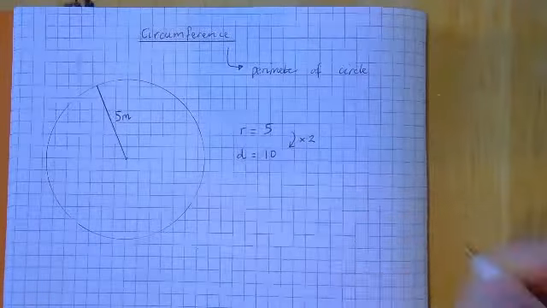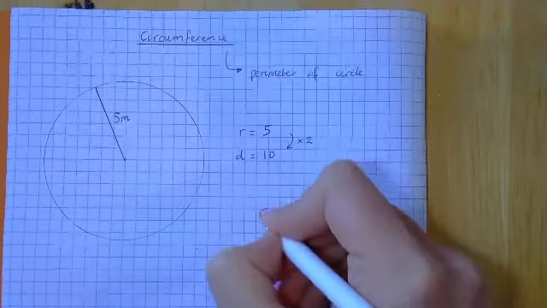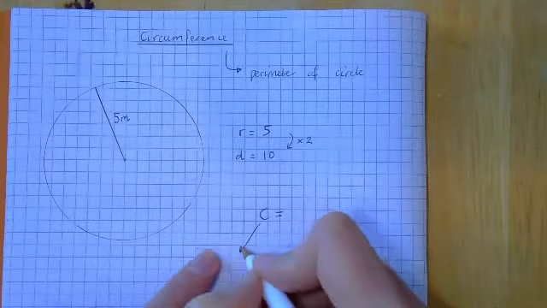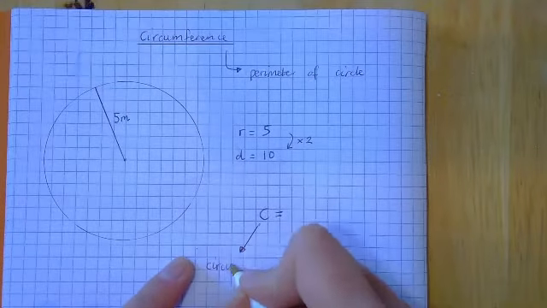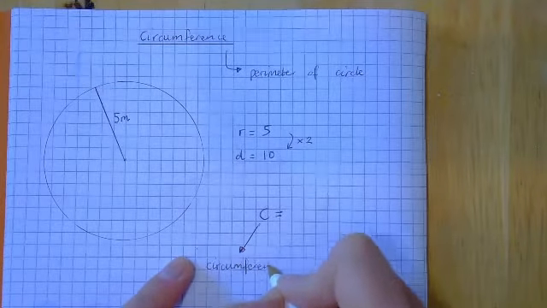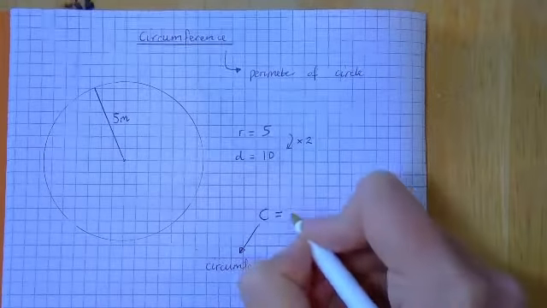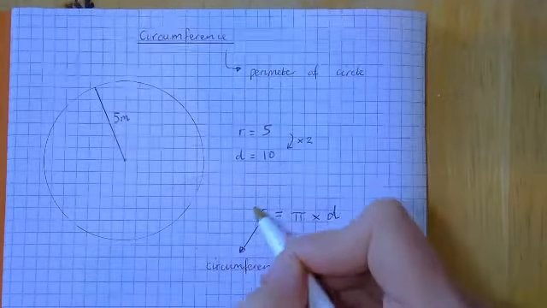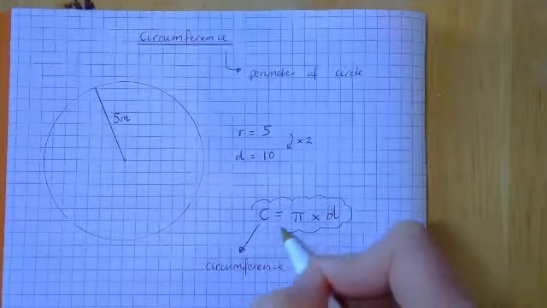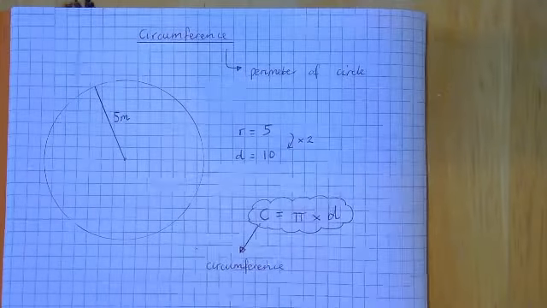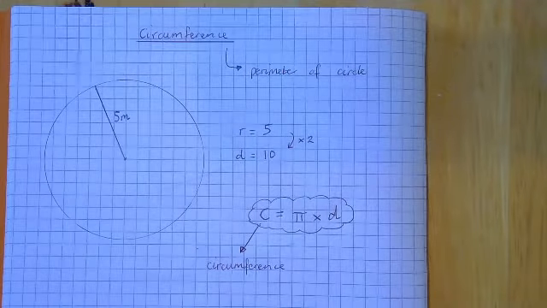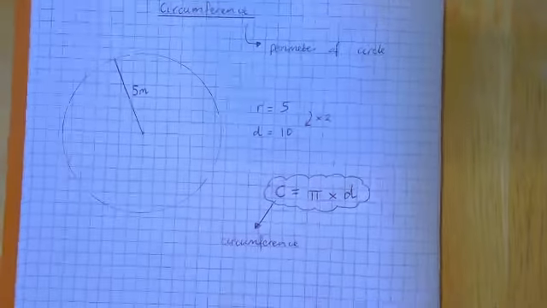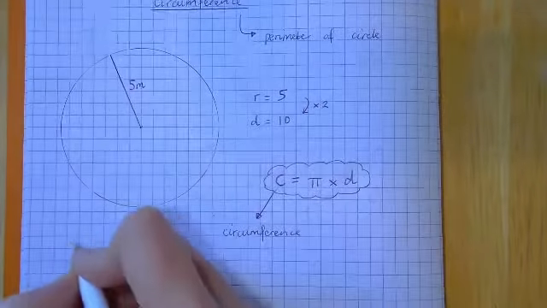Right. Now, this is the formula that we need to remember. So let's write this and then probably put a bubble around it. C, so that's standing for circumference. Short, catchy word. Circumference equals pi times diameter. Okay, now if you had £1 for every time you use that between now and your GCSE, you'll be rich. Circumference equals pi times diameter.